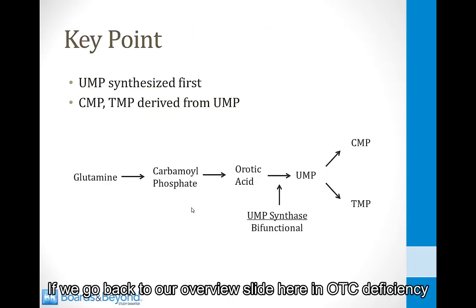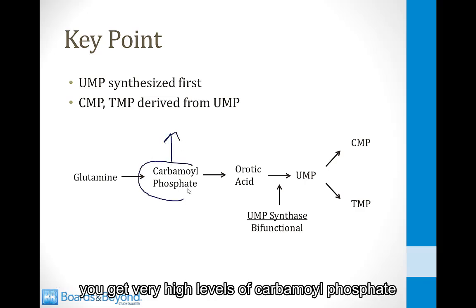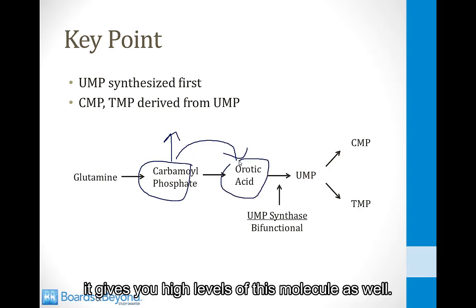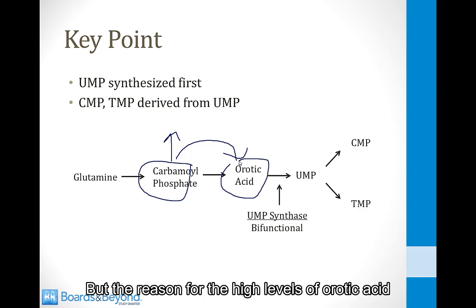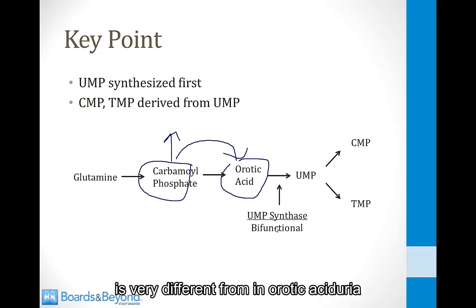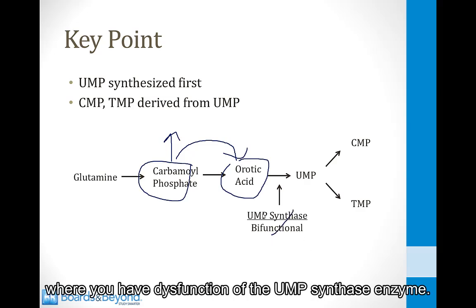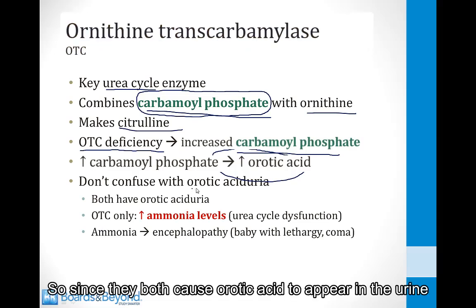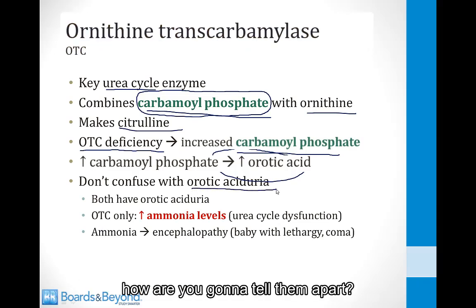If we go back to our overview slide here, in OTC deficiency, you get very high levels of carbamoyl phosphate, and that gets converted into orotic acid and gives you high levels of this molecule as well. But the reason for the high levels of orotic acid is very different from in orotic aciduria, where you have dysfunction of the UMP synthase enzyme. So since they both cause orotic acid to appear in the urine, how are you going to tell them apart?